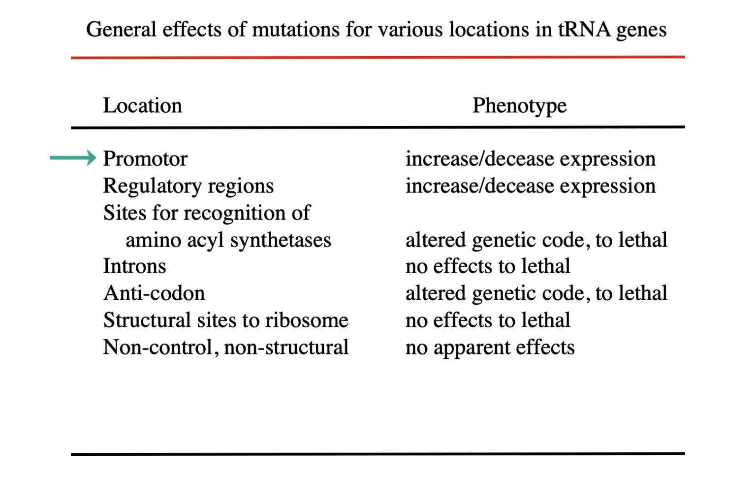So you can have a mutation in the promoter that can increase or decrease the expression. But because the promoter is within those A and B sites, it can also affect the shape of the tRNA. Regulatory regions such as A and B, as well as other regions that attach the other transcription factors, can also change expression levels. Sites for recognition of the aminoacyl tRNA synthetases, you could get alteration of the genetic code, which could be lethal to those organisms.